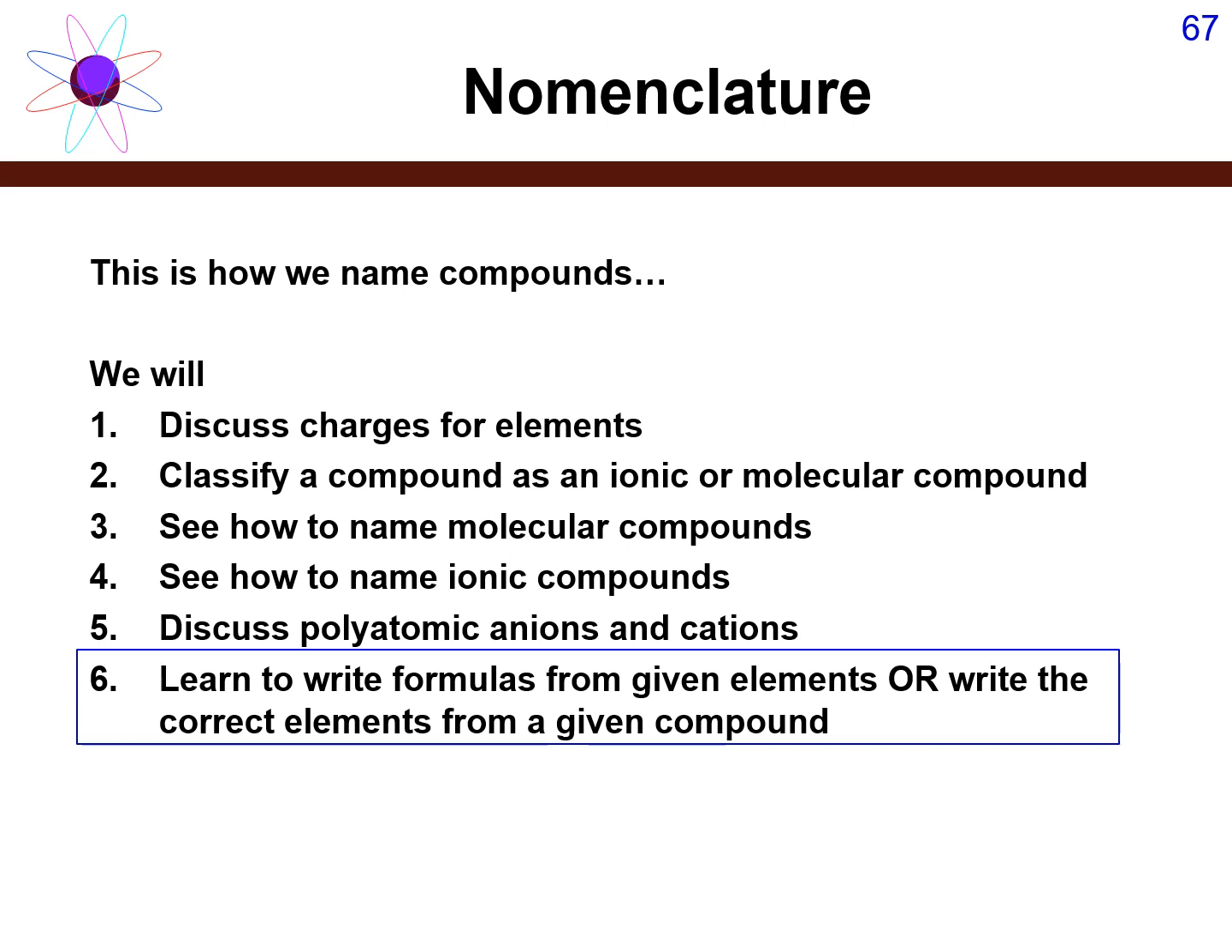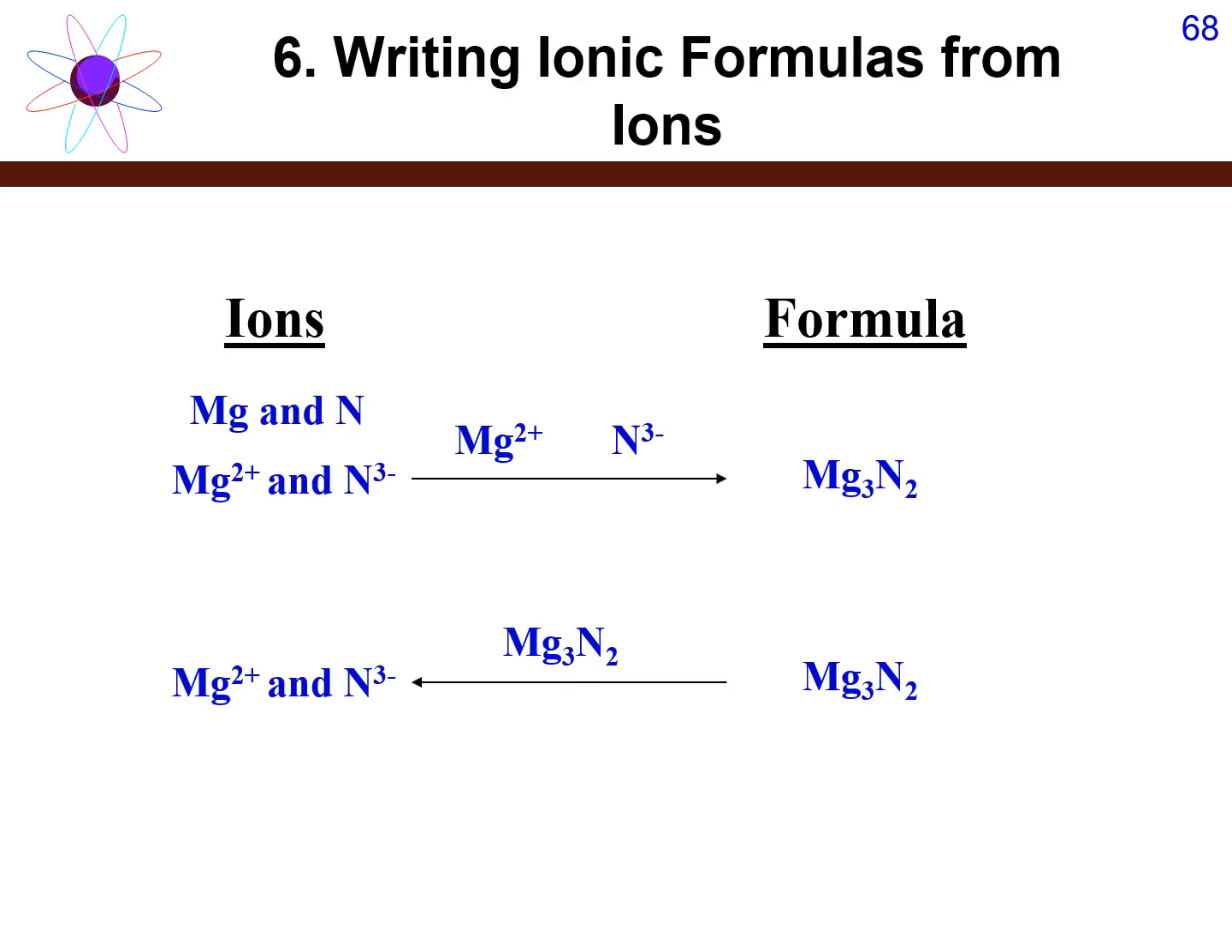Okay, lastly, we're going to talk about writing formulas from given elements or writing elements from a given compound. If you were given a question that said an ionic compound was made from magnesium and nitrogen, what is the formula? Well, do I know the charge of magnesium? The answer is yes. It's in group 2, so it's always a +2. Nitrogen is always a -3, so now I have these 2 ions here.